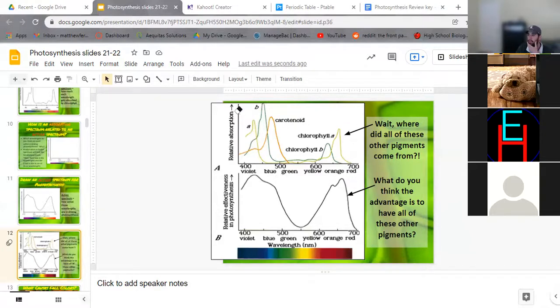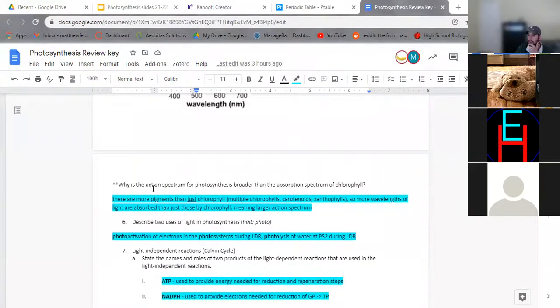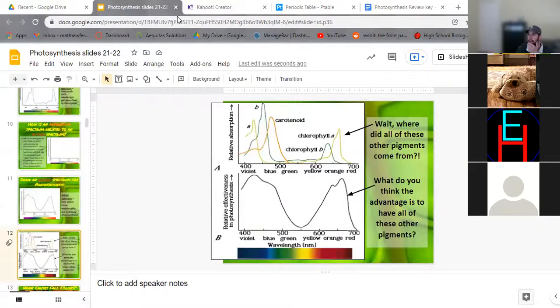But the reason why, specifically here in number 5, the action spectrum is broader than the absorption spectrum of chlorophyll is because this action spectrum is dependent on all of these other pigments. Things like carotenoids, things like xanthophylls, and the fact that there are multiple chlorophyll molecules. Each of these will absorb different wavelengths of light, and all of that will be used to create the action spectrum.